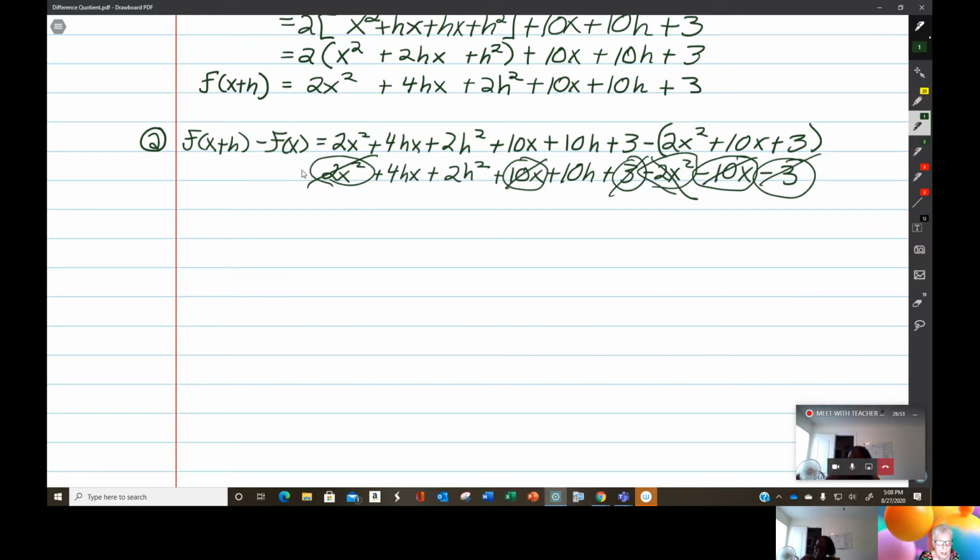So what I'm left with is this term, 4hx, and this term plus 2h squared, and this term plus 10h. And that's what f of x plus h minus f of x equals.